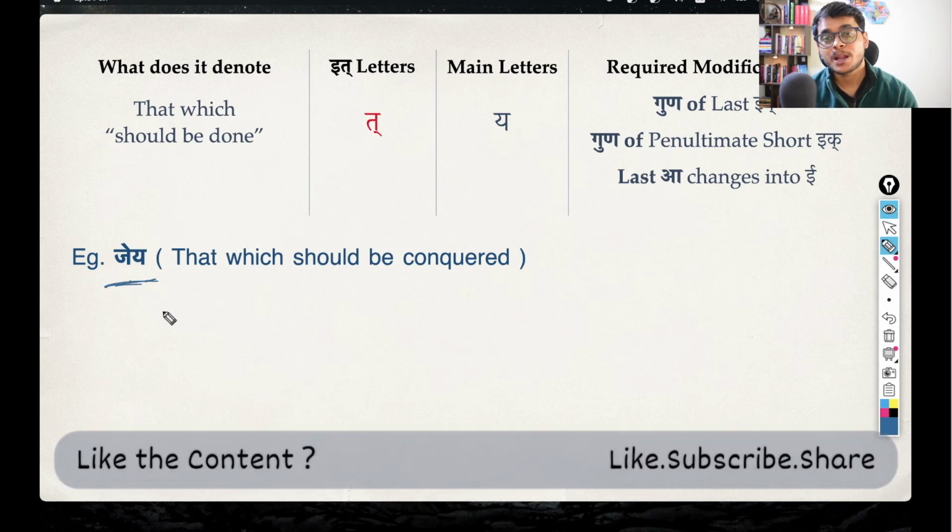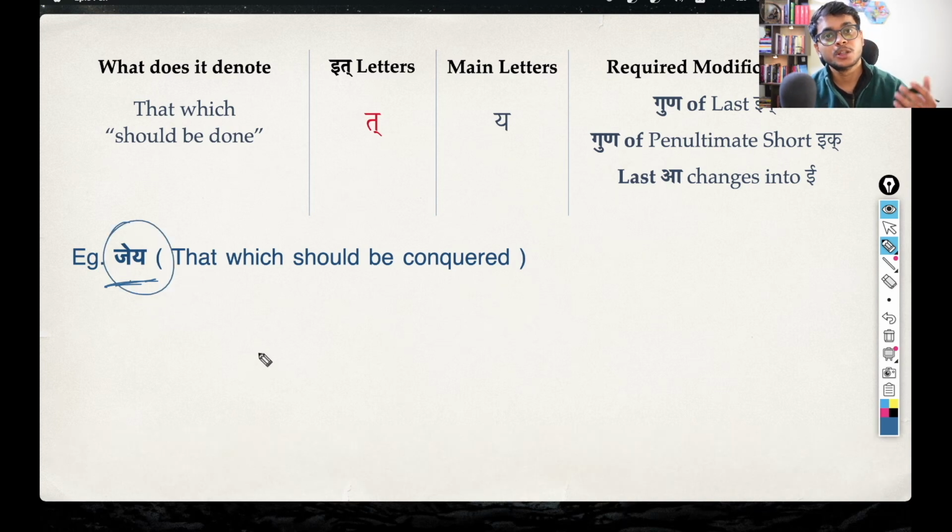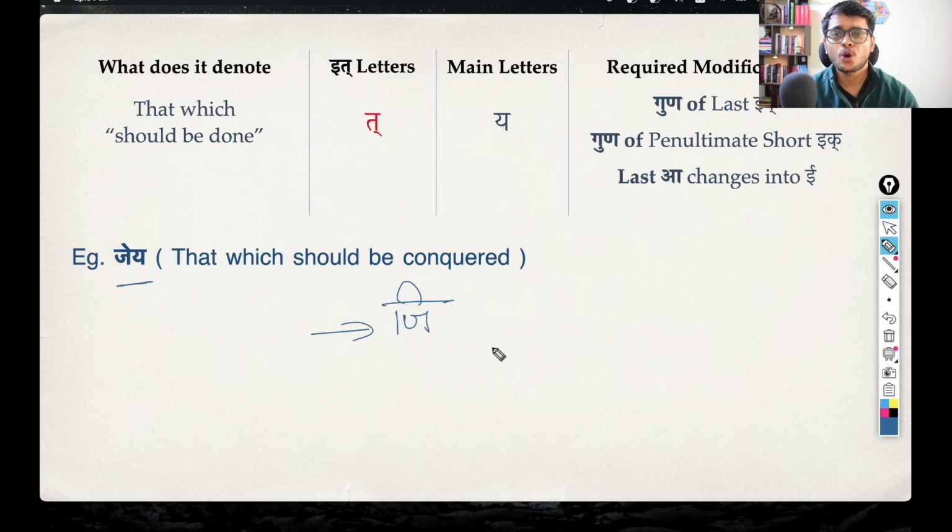So let us take this first example, jeya. And jeya, this pratipadika, means that which should be conquered. Okay, so if we are using this dhatu with, say, yuddha, so yuddham jeyam, the war that should be conquered, the war that should be won. So in that sense, jeya means that which should be conquered. And this pratipadika is coming from the ji dhatu. Ji dhatu means to win, to conquer in that sense.